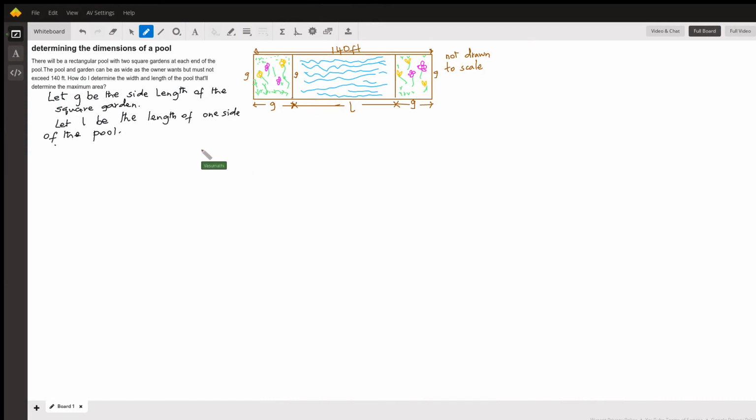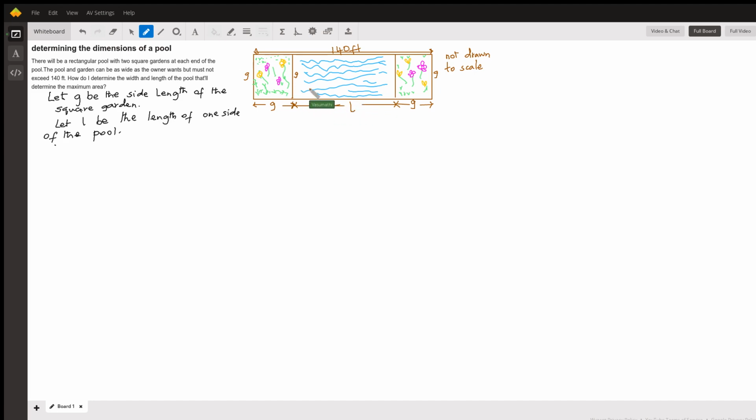Hello, we are trying to find the dimensions of the pool. So we have this pool with a square garden on each end of the pool. I'm making the assumption that the square gardens have the same area, and I'm saying let G be one side length of the square. And I'm also considering L to be the length of one side of the pool.